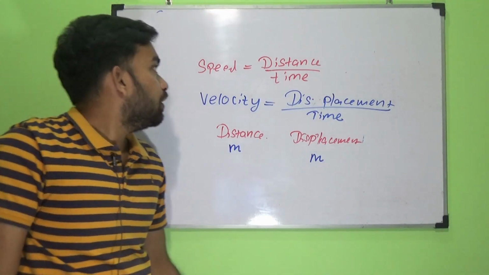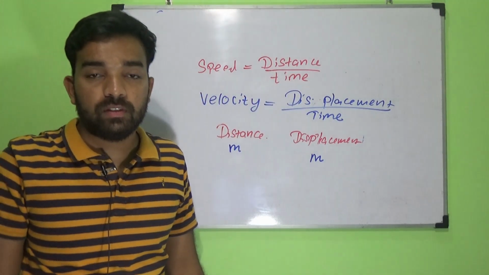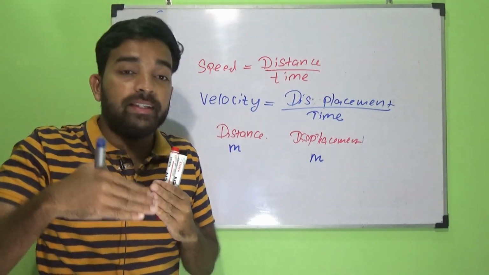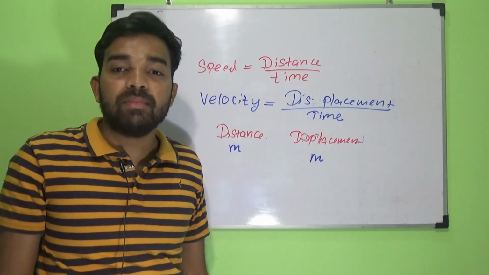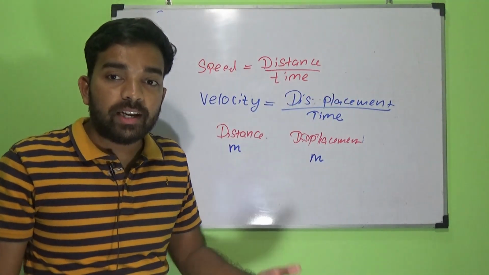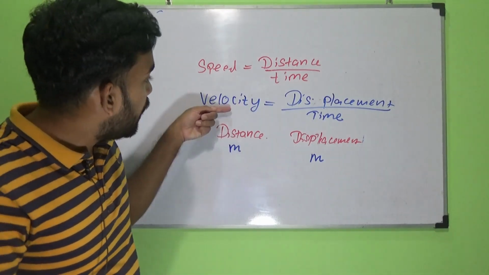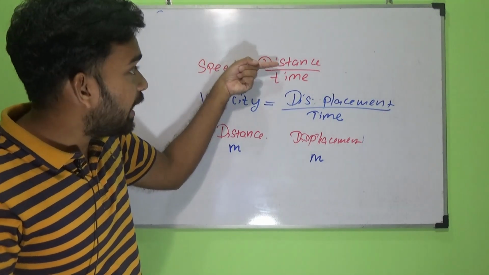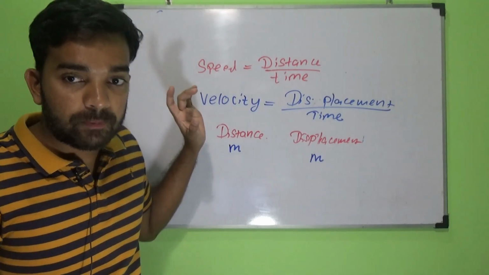So what is this? Speed means rate of change of distance. If we are dividing anything by the time, that is known as rate of change of, right? Rate of change of this, rate of change of that. So you are dividing distance by time, so this is known as speed. This rate of change of distance is called the speed, right?